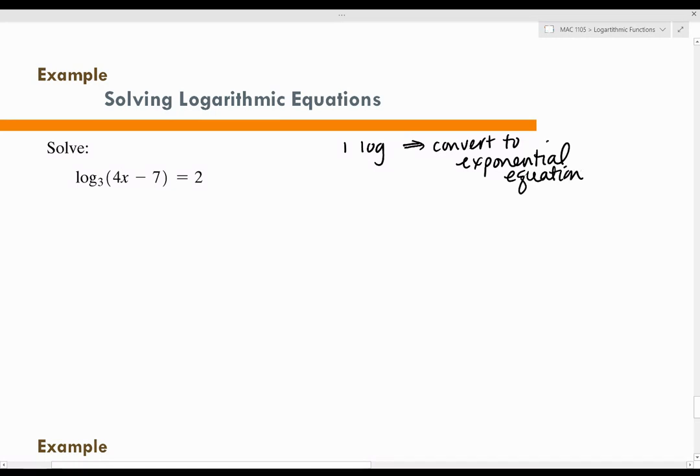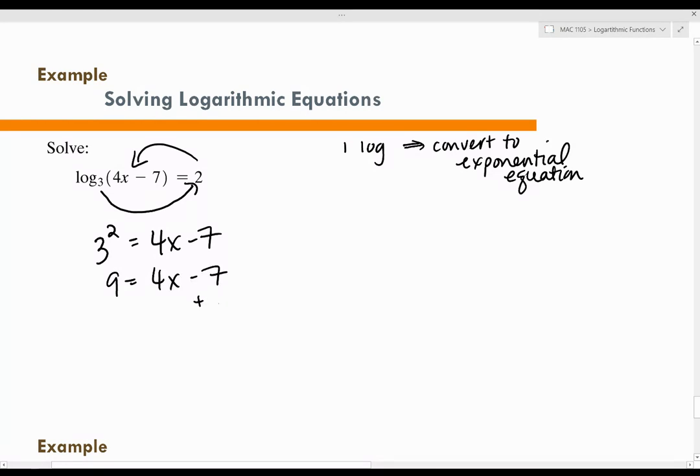If you guys remember, we converted log statements to exponential statements by going around the world. So 3 to the second power equals this argument. Now it's no longer a log statement. It's just a normal equation that we can solve. So we have 3 to the second power, which is 9, equals 4x minus 7. And we can solve for x.